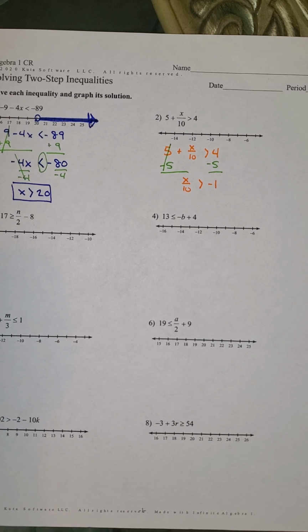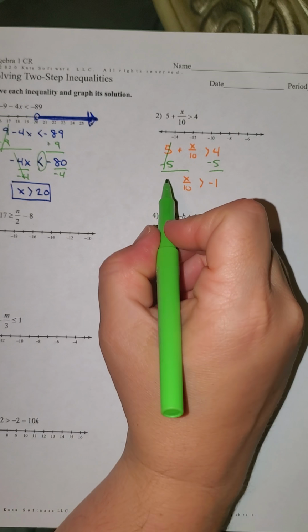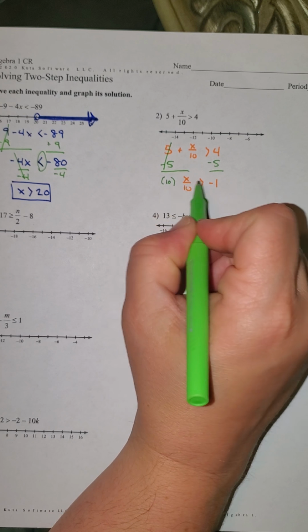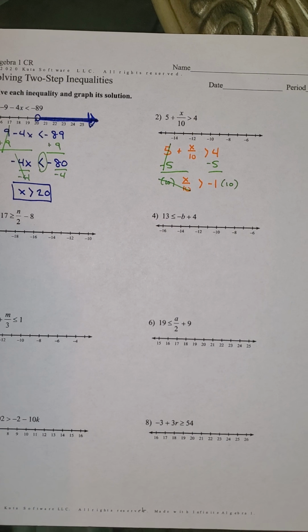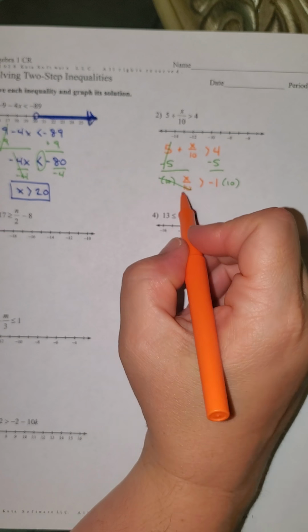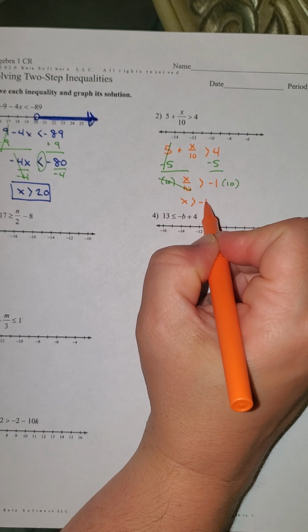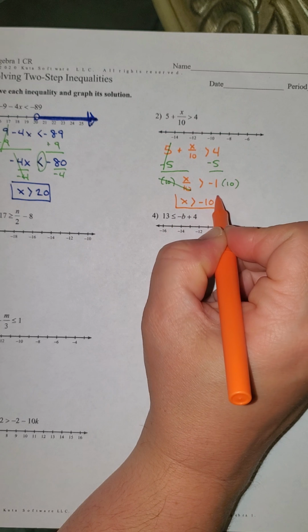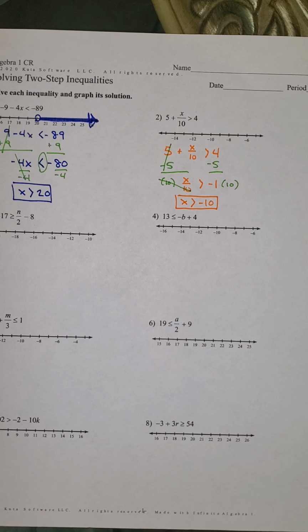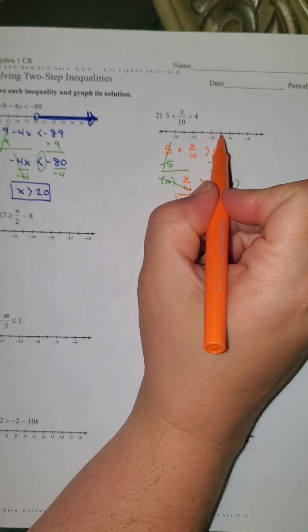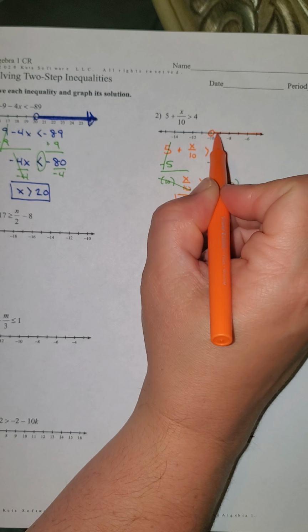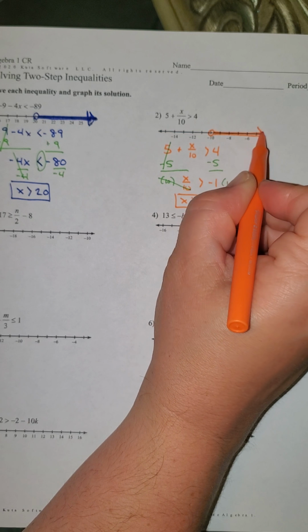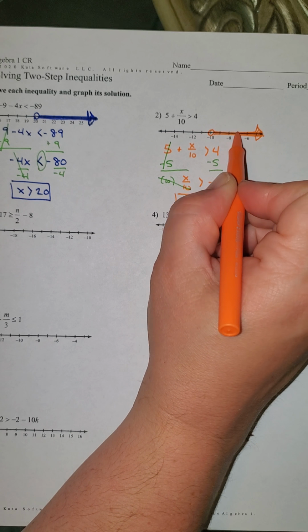And then that's division, so you undo division with multiplication. Multiply both sides by 10, and you end up with x being greater than negative 10. Greater than has an open dot, remember. Greater than, less than is your open dot, and this one would be shaded to the right. Make sure you're showing me the work when you submit your assignments.